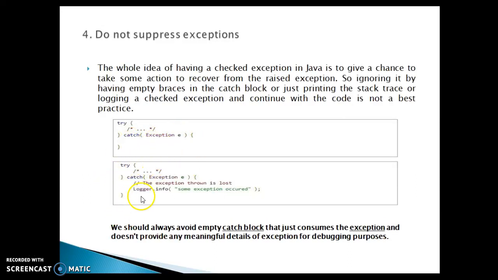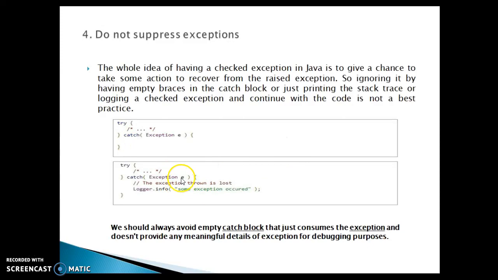Now, second, here you can see again we have a try block, and when an exception arises, we simply have a logger.info saying that some exception occurred, but we haven't logged this exception into the log file, and we are not throwing any useful information, so the caller of our method will not come to know what went wrong behind the scenes, right?